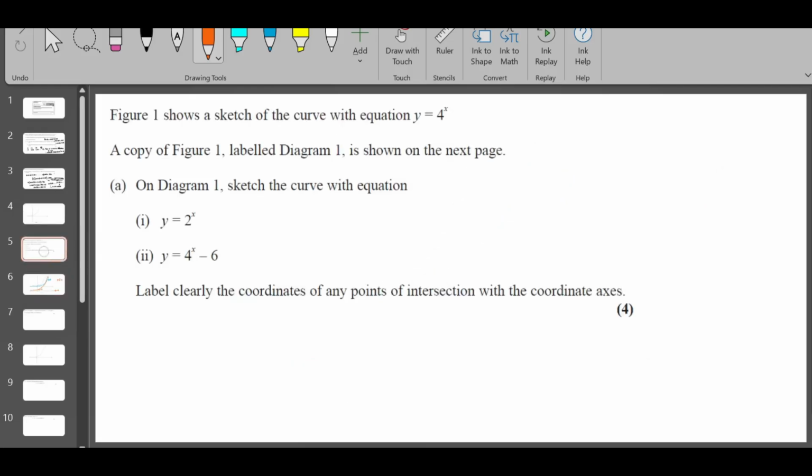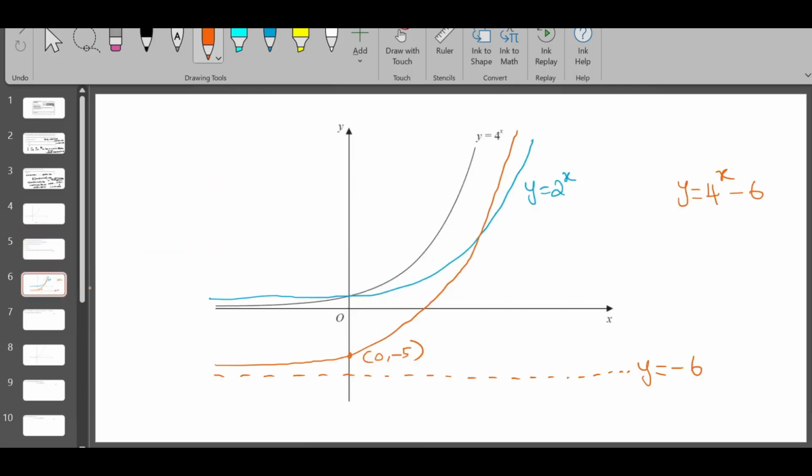And then read the question. They want us to mention the point of intersection with the coordinate axis. That means you have to mention this point also. For the blue one also you mention it as 0, 1. Okay. Now to find the x-intercept of the orange graph, you need to replace y by 0. So you're going to get 4 power x is equal to 6. So x is going to be log 6 to the base 4, right? So this point is log 6 to the base 4, 0.